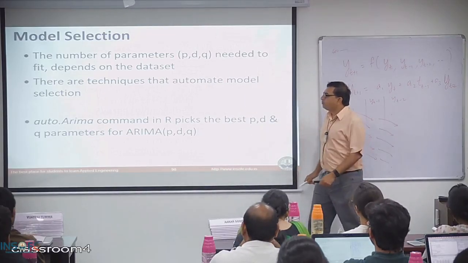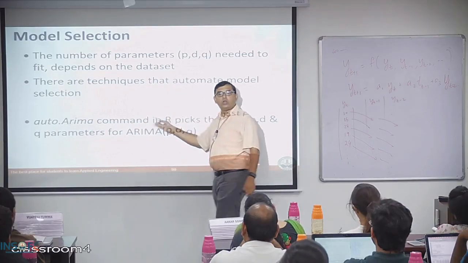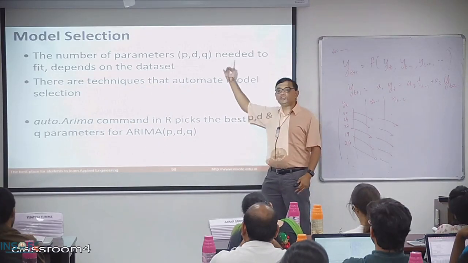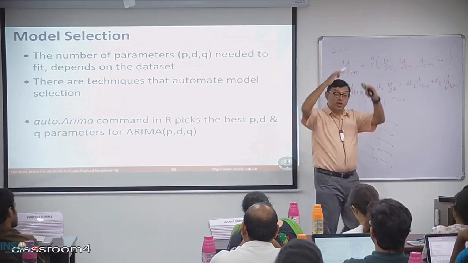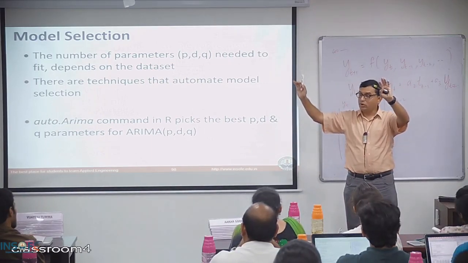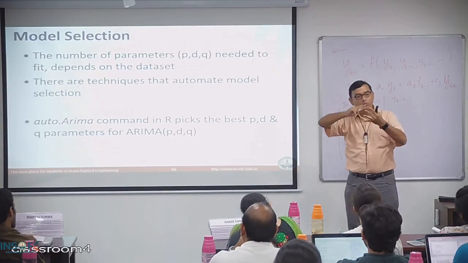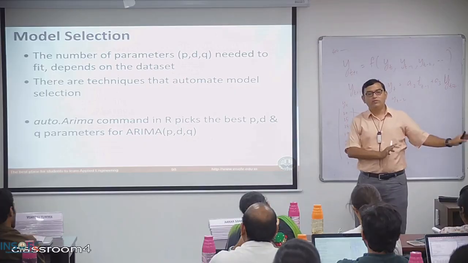And auto.arima is a command that automates this process, finds out how many parameters are needed by looking at the ACF plot and PACF plot. It looks at the ACF and PACF plot, finds out how many parameters of p are needed, how many q are needed, and how many d are needed, and it automatically fits it.